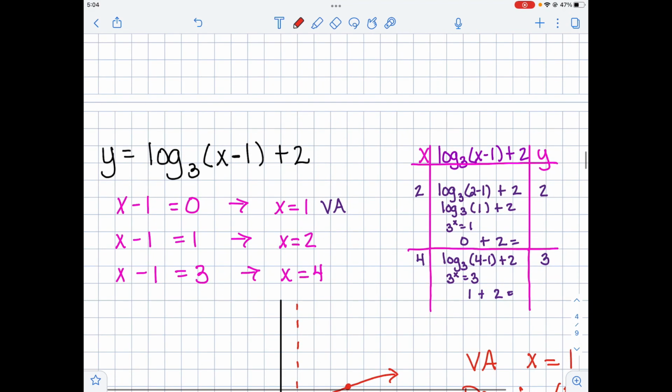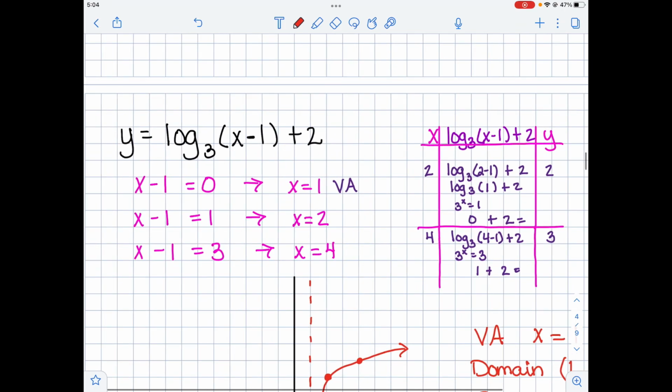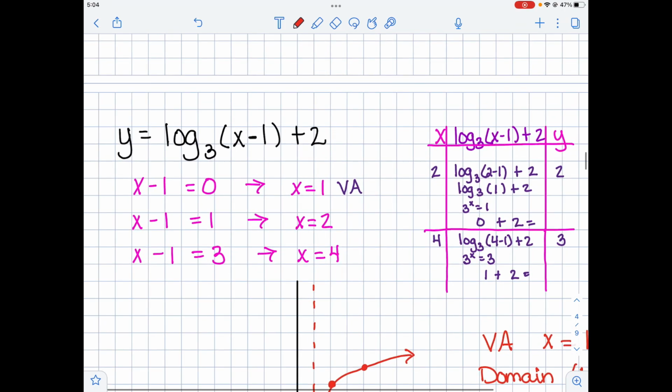All right, so let's take a look at our steps here. The first thing I did was set x equal to 0. And notice because I have the x minus 1 here, I set the whole x minus 1 equal to 0. And when I solve for that, add 1 to both sides, I get x equals 1, and that is my vertical asymptote. And then I set it again, equal to 1, and then again to my base that I'm given. So I end up with 1, 3, and 9.